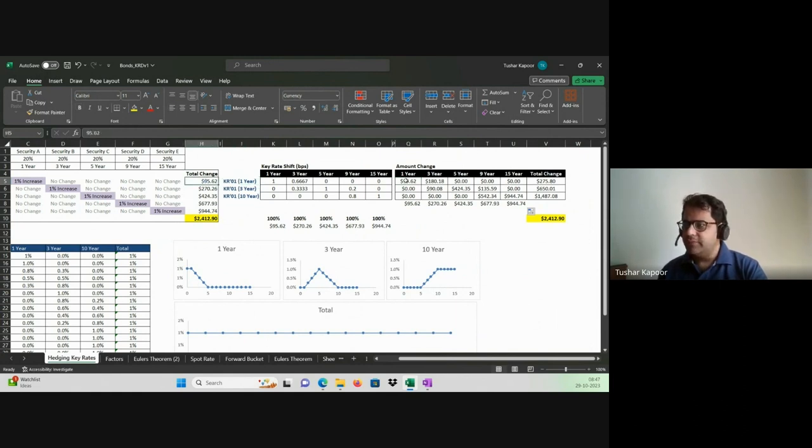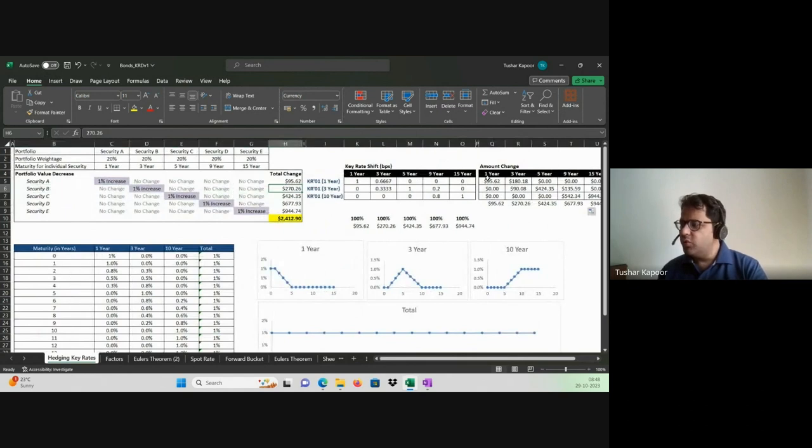So that means if the key rate 01 is actually moved by 1%, it is going to impact 95.62 in a 1 year security, but it's also going to impact 180.02, which is this figure 270.26 multiplied by the 3 year security. So this security B, you want to understand how much of, or rather a better way to understand this is, if we talk about 1 year is 95.62, then if a 1 year change is impacted, nothing is getting impacted in 3 year and 10 year.